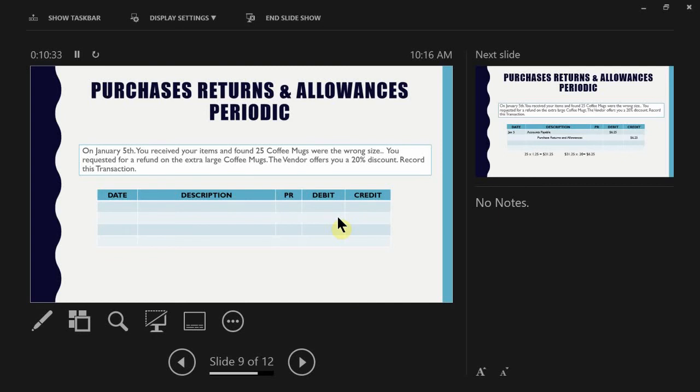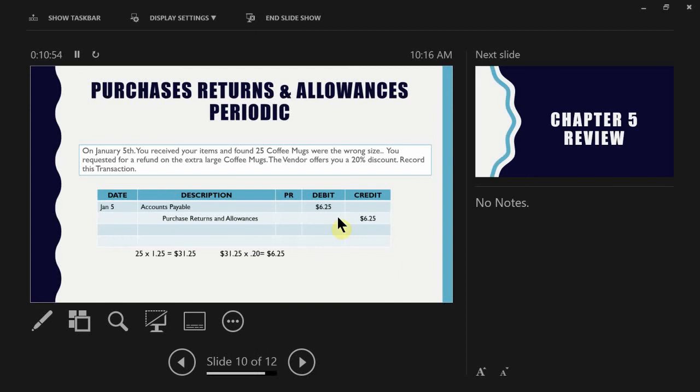Accounts payable. Yes, because we're paying them on account. Good. What else? Purchase returns. Good. So we have accounts payable and we have purchase returns and allowances.